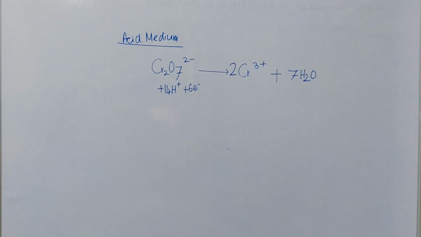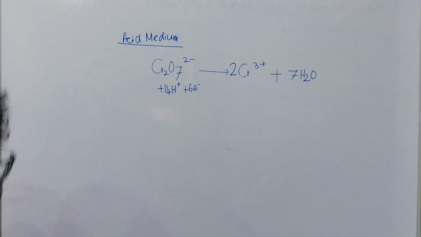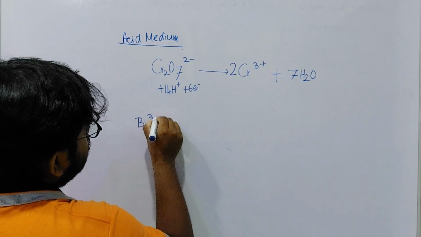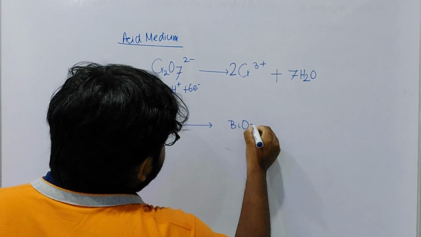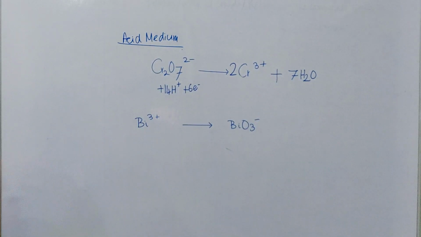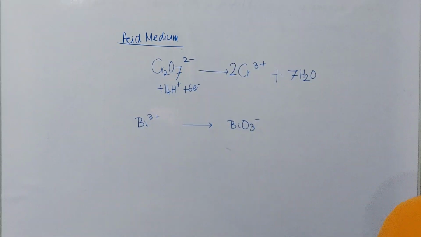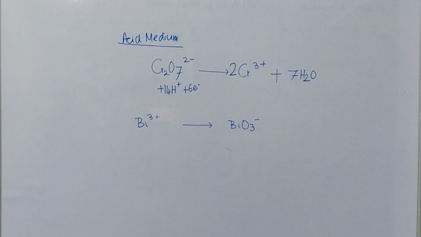Similarly, let's try another reaction, that is Bi3+ into BiO3-. Bi3+ into BiO3-. How to balance this reaction in acidic medium?